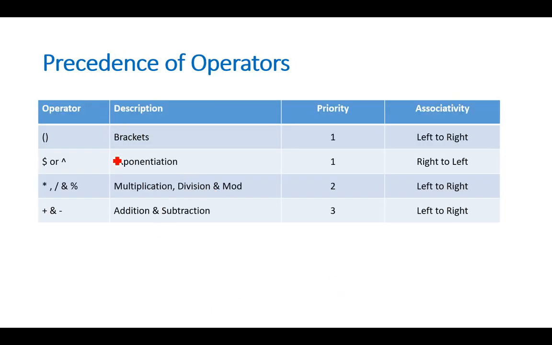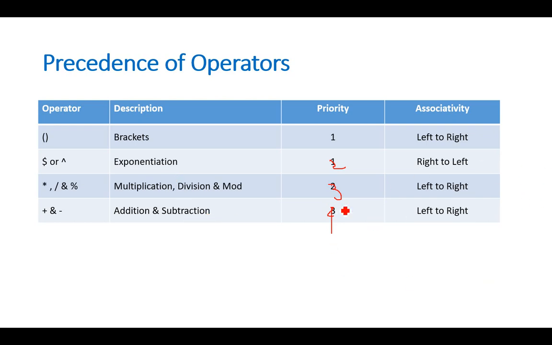So what is that BODMAS rule? It states that first brackets, then exponents, multiplication, division, addition or subtraction. So here you can see the precedence of operators. First the brackets are solved, then the exponents, that is raised to, is solved, which is given as the second priority. Then we have multiplication, division or even mod, which is given the third priority. Then we have addition and subtraction, which will have the third or fourth priority when we don't have exponents or brackets.